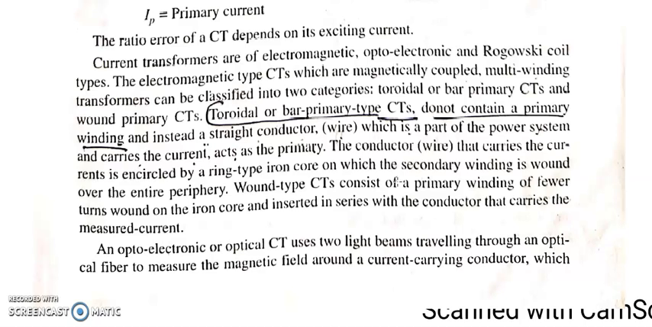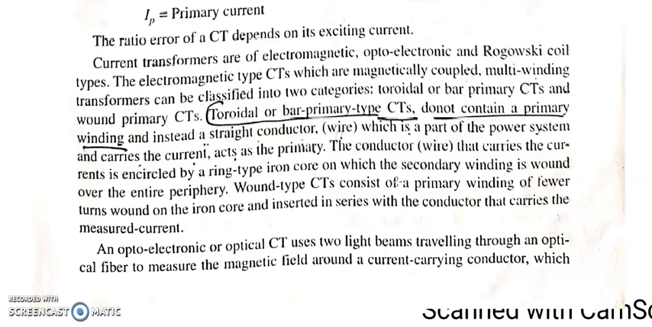A ring type core is utilized here, encircled on which the secondary winding is wound over the periphery. Usually in traditional transformers we have a U-shaped core or T-shaped core, depending upon shell or core type transformer. Here we have a ring type core, a circular one, on which the secondary winding is wound over the periphery. So I take the core in the form of a circle, and on that I wind your secondary winding.